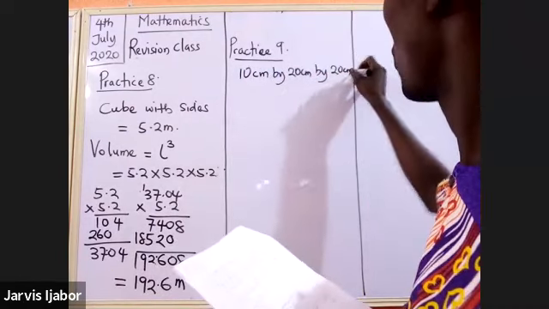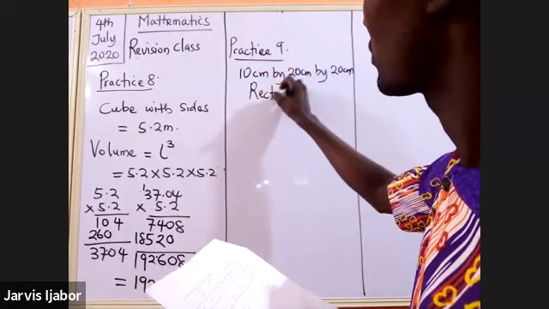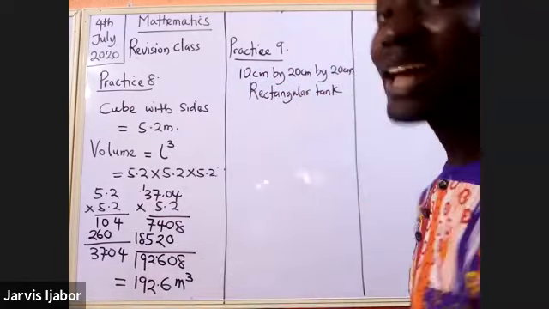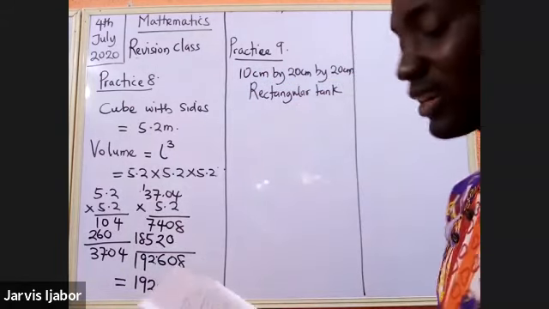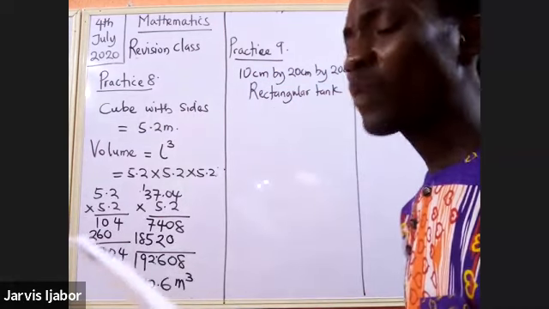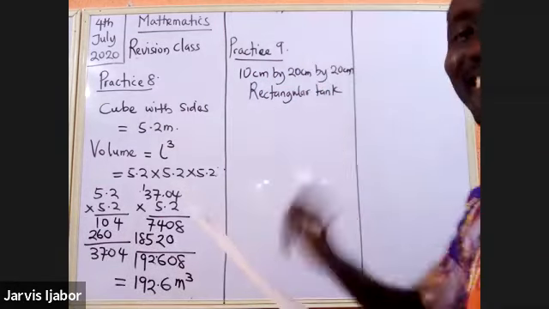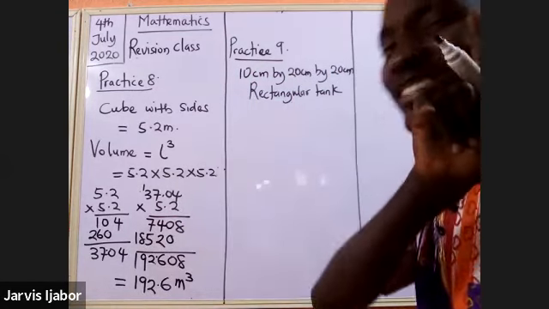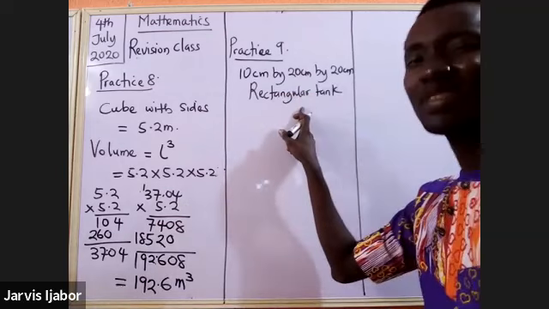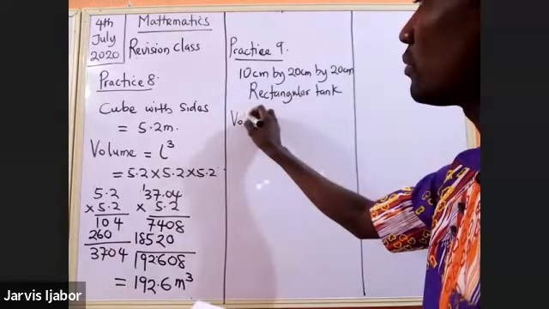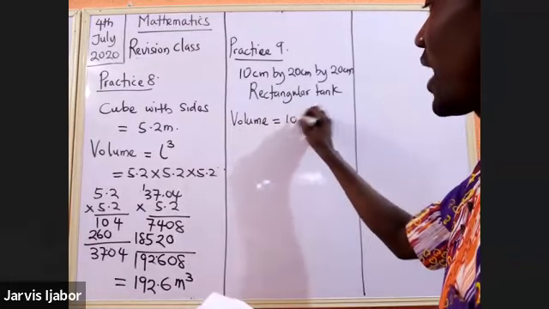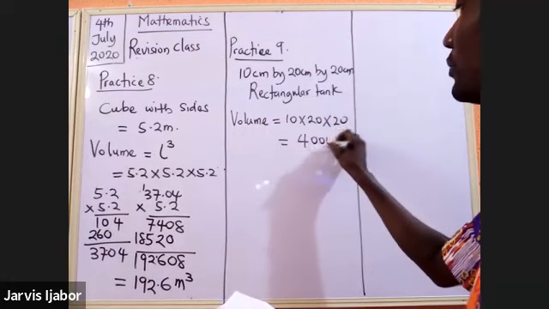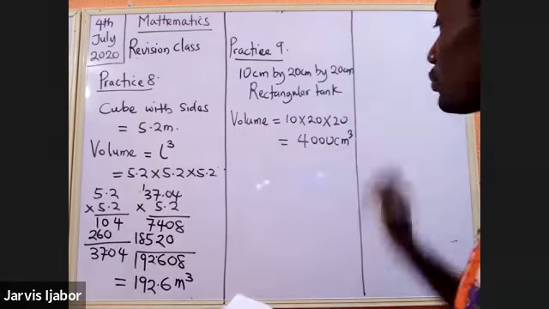Now, this is a rectangular tank. A rectangular tank is also a cuboid. Now, what is its capacity in liters? First of all, you must get its capacity in volume. So volume will be equal to 10 times 20 times 20, which will now give you 4,000 cm cube.